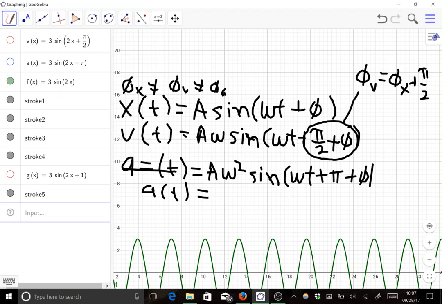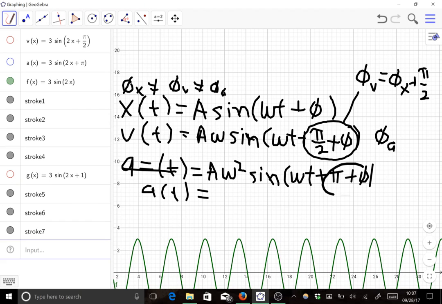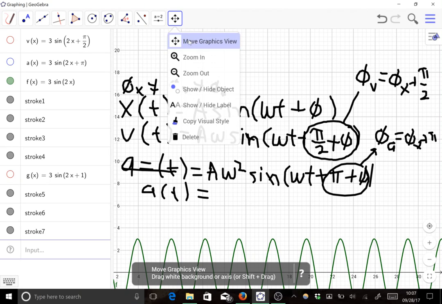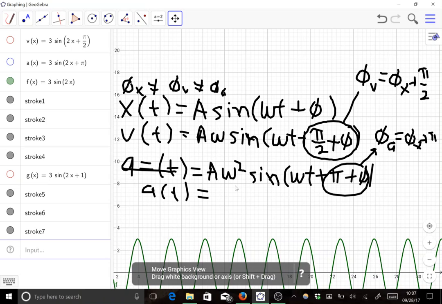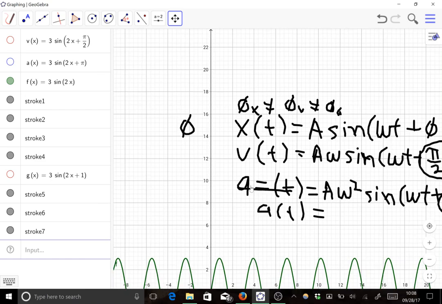By the same token, phi of a was made up of these two terms, phi of x plus pi. And so we should expect that these should not be the same value. So that's the mathematical explanation. In your analysis, if you're realizing that your phi values are different, that's okay. The important thing is that after you do the math, you should get your phi of x value back.